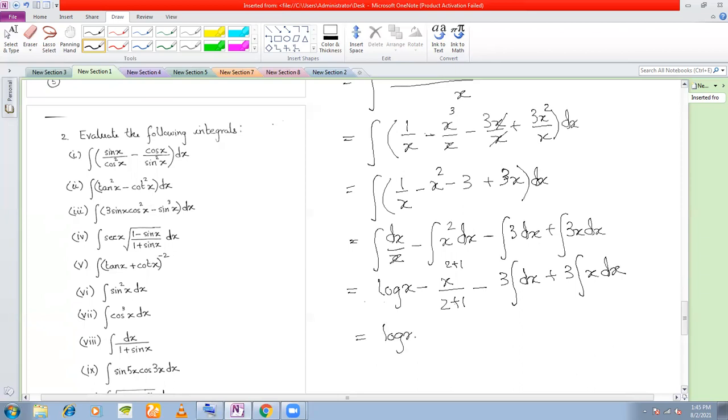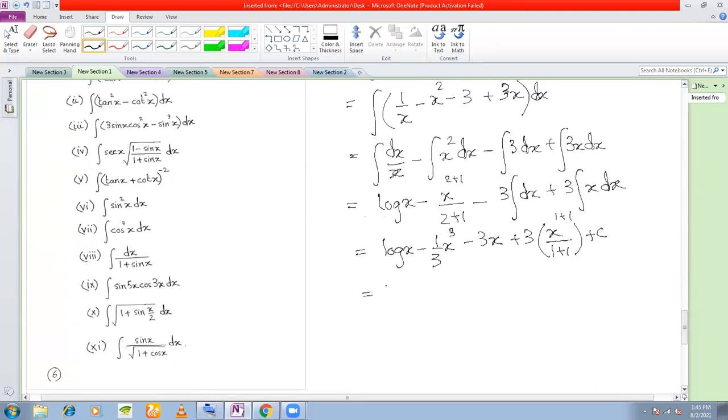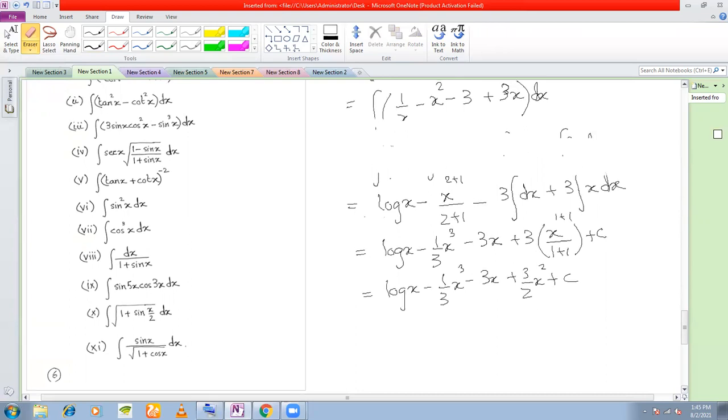So you get log x minus 1/3 x cube minus 3x plus thrice integral x dx, which is x to the power of 1 plus 1 by 1 plus 1, plus c. So this is log x minus 1/3 x cube minus 3x plus 3 by 2 x square plus c. That's it. Okay. Moving on to the next one.